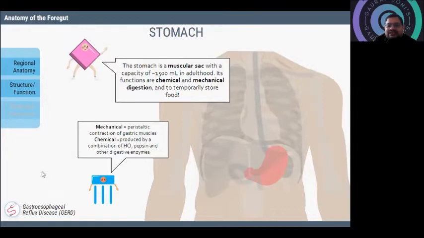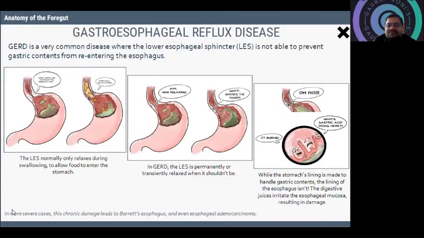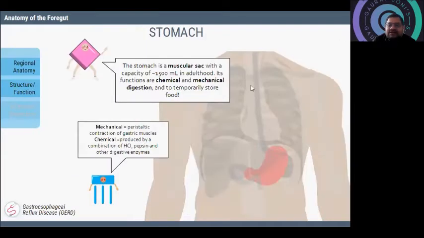There is a disease known as GERD, which is very common. It is gastroesophageal reflux disease. It is a common disease where the lower esophageal sphincter (LES) is not able to prevent the gastric content from re-entering the esophagus. Means there will be reflux of acids into the esophagus. That's why there will be a burning sensation, and it is one of the differential diagnosis points for heart pain or heart attack also.